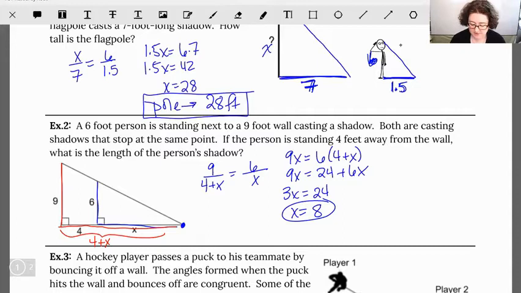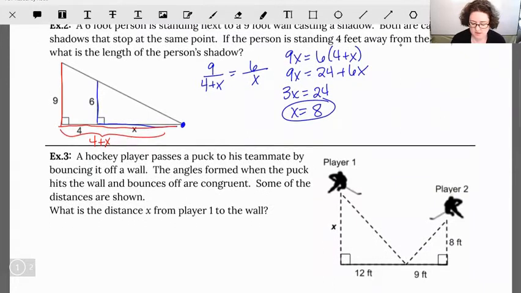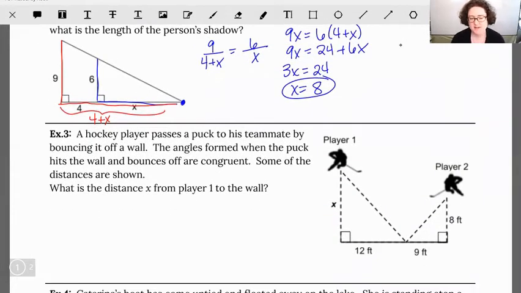Okay, something a little different. Let's look at hockey players. When you play hockey, it's all about the angles and passing and making sure that you can predict where the puck is going to go so you can get in the goal. So a hockey player is going to pass a puck to his teammate by bouncing it off the wall. Maybe there's somebody standing in between them and they can't go directly between the two of them.